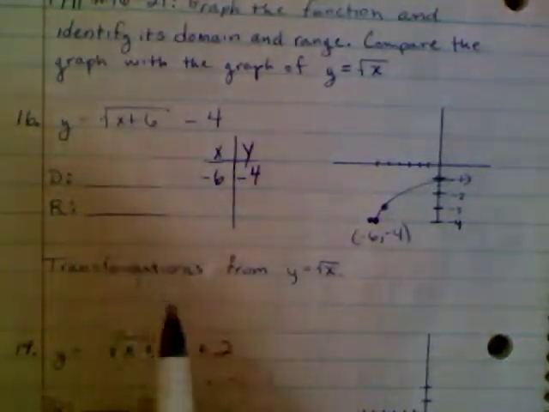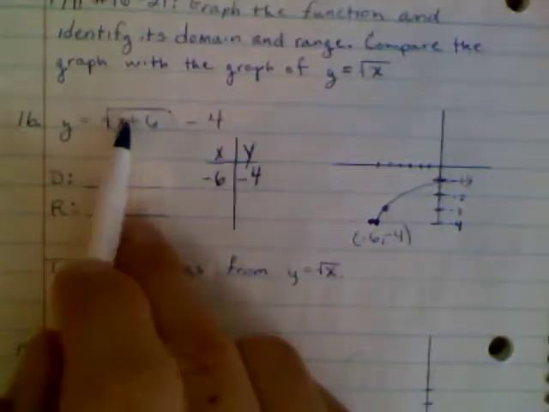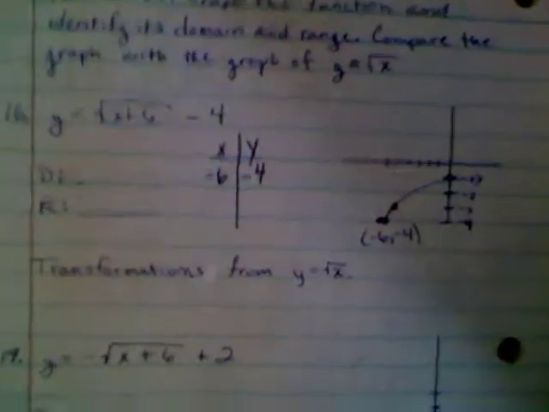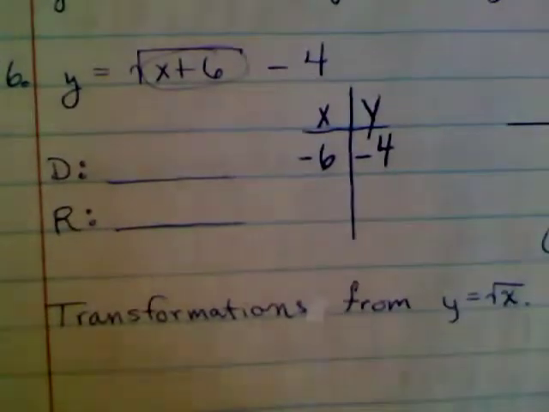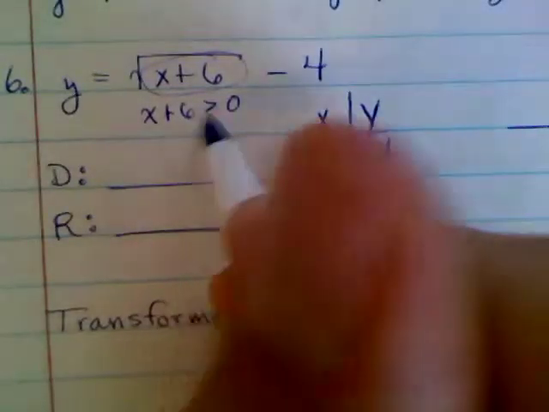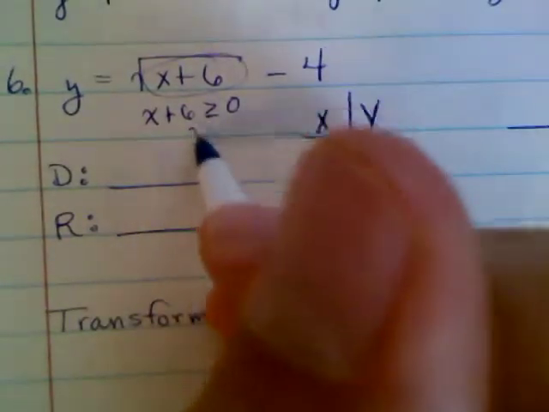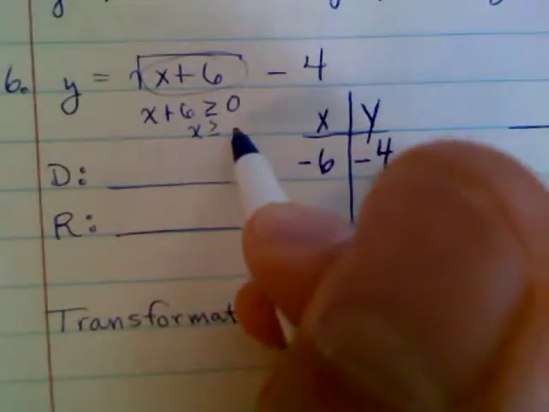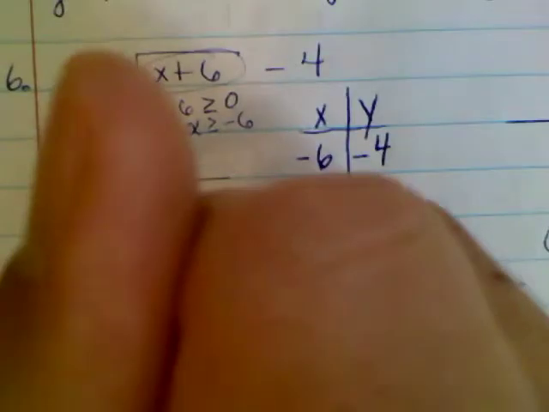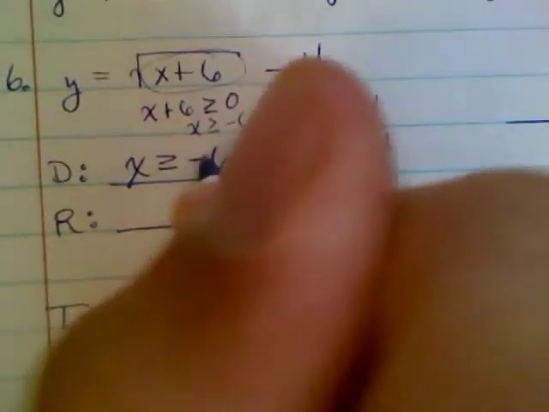Domain is where the inside of this is greater than or equal to 0. Remember, you can't have a negative inside the square root. So I'm going to get a little closer here. I'm going to say x plus 6 is greater than 0, and that's greater than or equal to, because it can equal 0. So x is greater than or equal to negative 6. That is your domain.